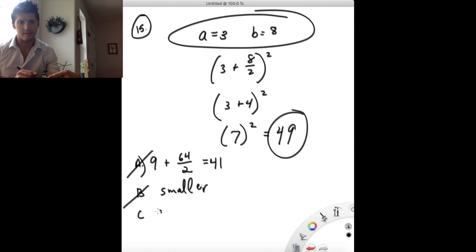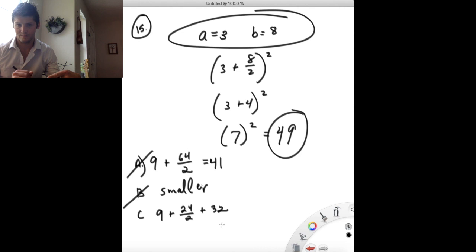Okay, well that's 9. AB over 2. AB is 3 times 8, which is 24 over 2. And then B squared over 2. We already did that math, right? That was 32, right? It's 64 over 2, which is 32.